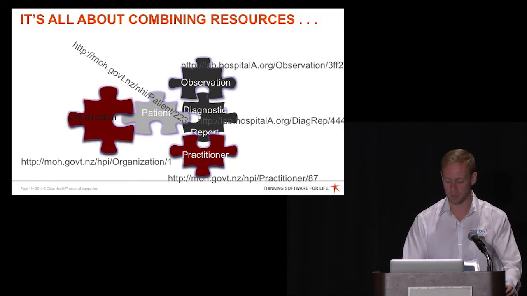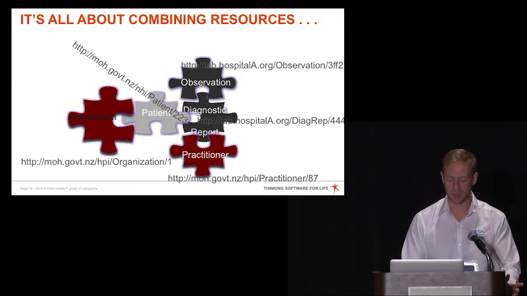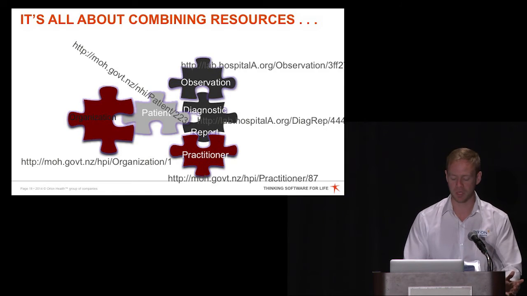It comes back where we've got a diagnostic report. So that's the first resource piece of information we're conveying. And that diagnostic report is about a patient. So let's combine that patient resource into it. And that patient is part of an organization, and that diagnostic report contains an observation. These are all separate resources, right? That diagnostic report was prepared by a practitioner.